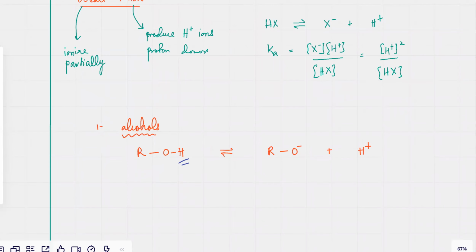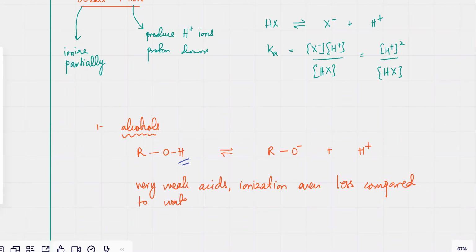Now, alcohols are very weak acids. Their ionization is even less compared to water. Now, how many H plus ions were produced by water? Water would produce 1 times 10 to the power minus 7 mole per dm cube of H plus ions, if you remember that. So an alcohol is going to produce even less than this. The amount of H plus ions produced by an alcohol is going to be very, very small, and the dissociation constant for an alcohol would be very small.